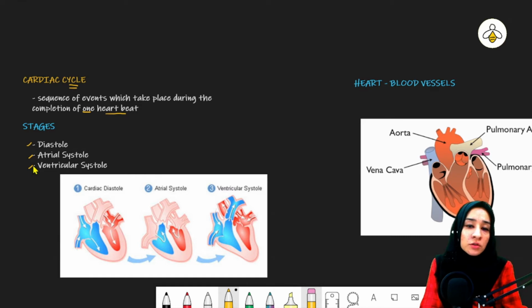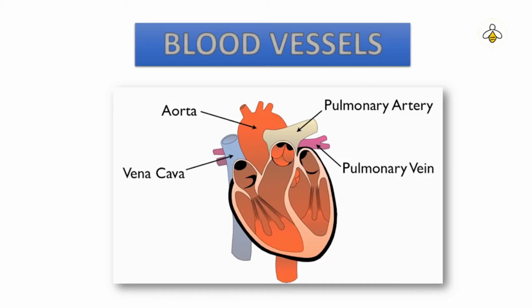But before going into the discussion of all of these three stages, let us first discuss the structure of heart and how the blood flows to the heart. So let's see. There are four chambers of the heart, two atria and two ventricles. When we talk about the blood vessels of the heart, there are four major blood vessels that are aorta, vena cava, that includes superior vena cava and inferior vena cava. Then there is pulmonary artery and pulmonary vein.